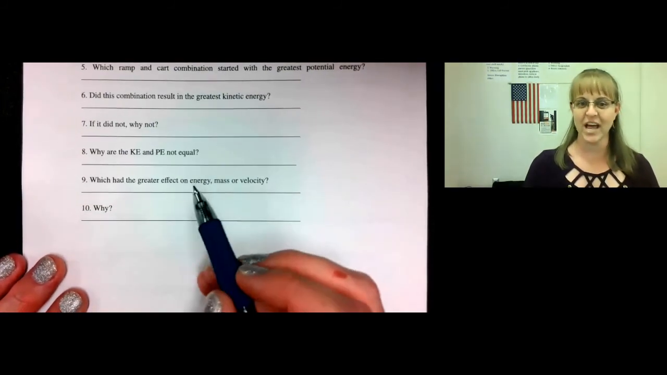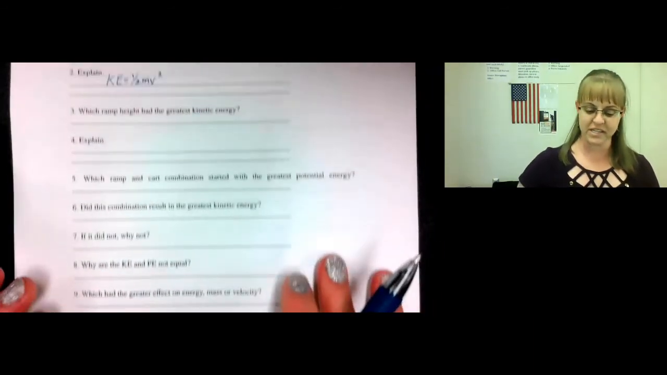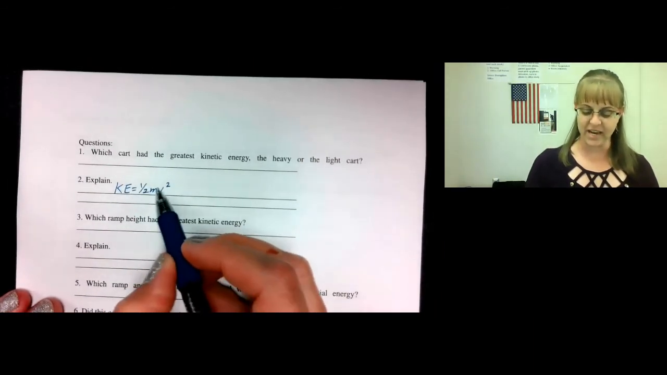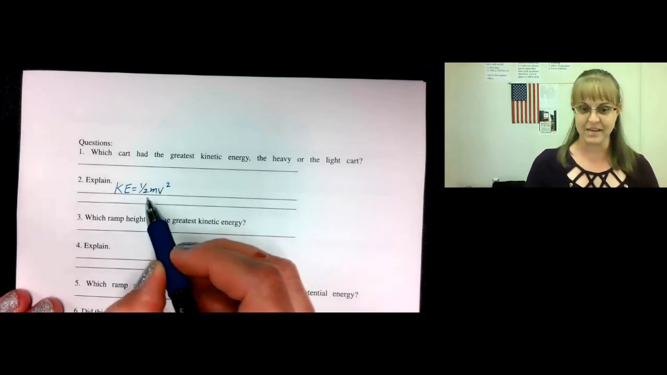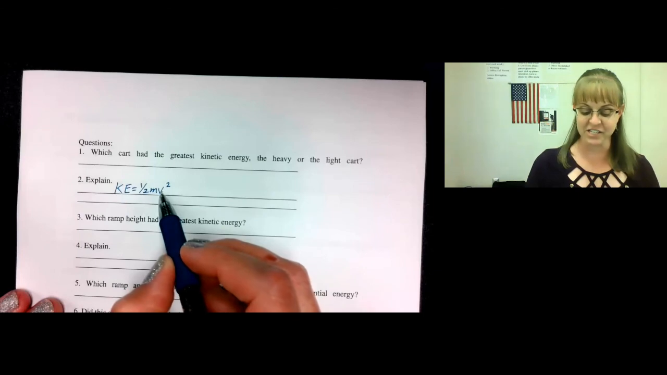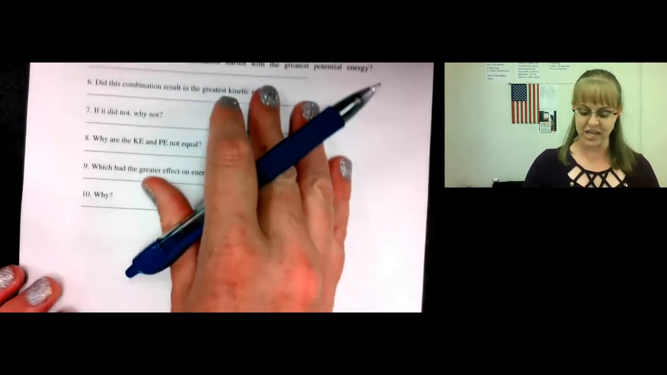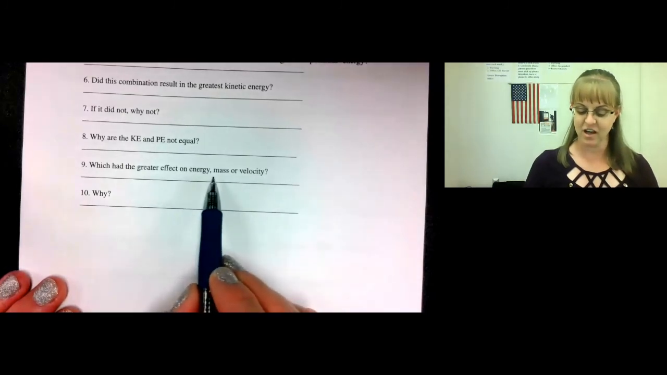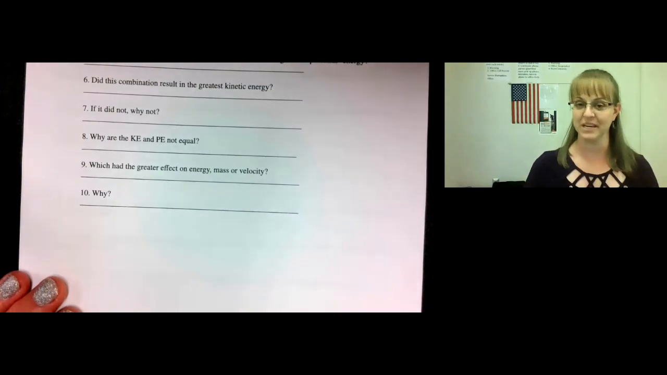Number 9, which had the greater effect on energy, mass or velocity? Once again, remember 1/2 mv squared. Well, the mass is just multiplied, but the velocity is multiplied and it's squared. So the velocity actually has a greater effect on kinetic energy. And the reason? Because it is squared.